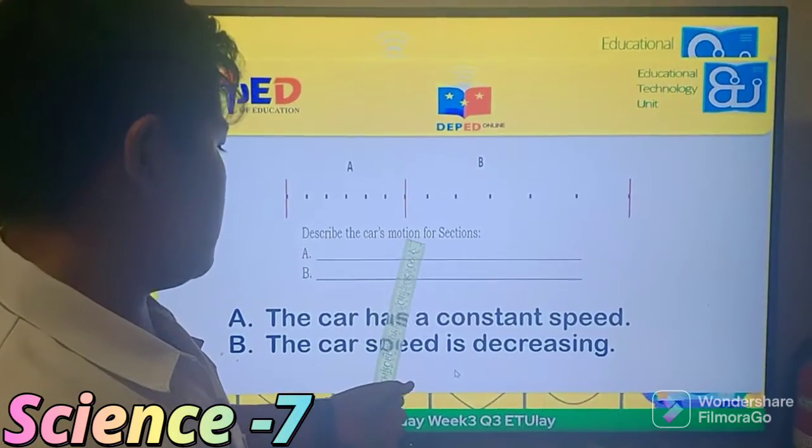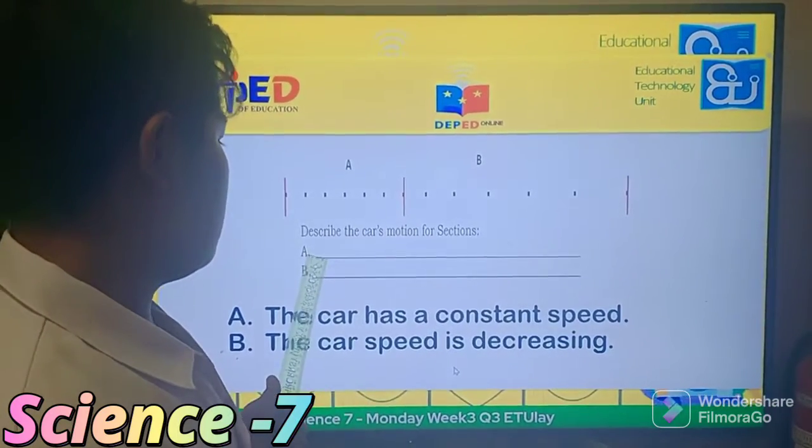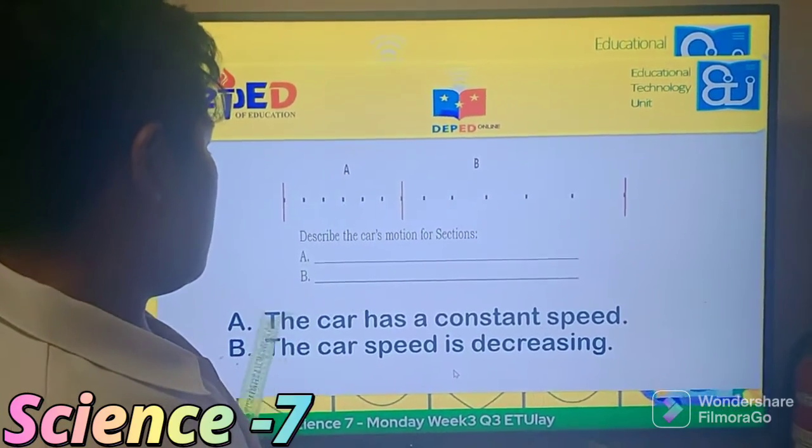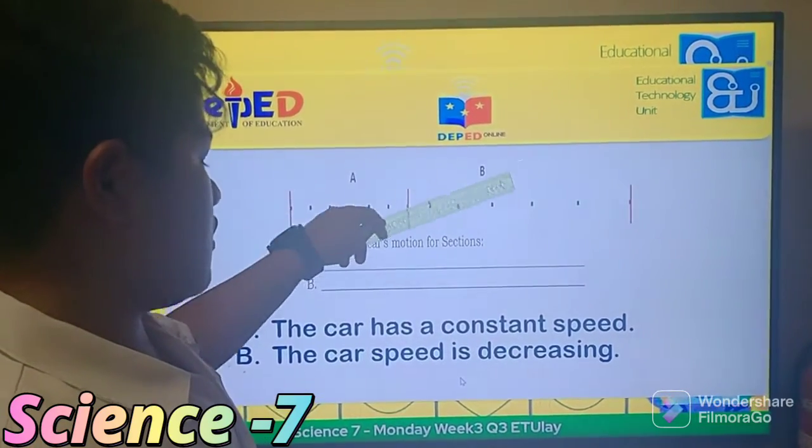Describe the car's motion for sections. A. The car has a constant speed. B. The car's speed is decreasing.